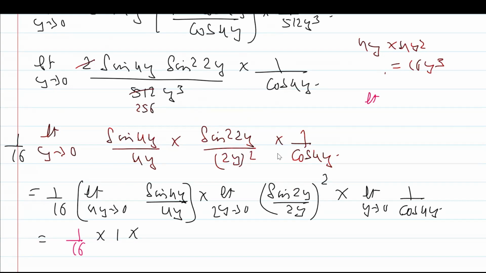You must be knowing that limit x tends to 0 of sine x over x is equal to 1. So applying this standard limit, this is 1. This also will result to give you 1 square, which is 1, and cos 0, right? 4 times 0 is 0, cos 0 is 1, so it's 1 over 1. So finally we can say that it is coming as 1 over 16. So this should be the answer for this question.